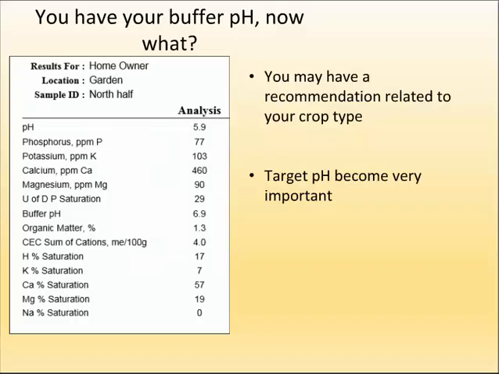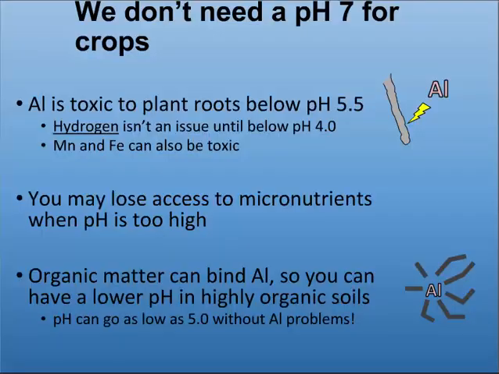So you have your buffer pH, you have your lab test done, now what? Well, it might have a recommendation. It should be related to the crop type and your soil type, which you can follow. You can recommend that they add that much lime. But the actual target pH they might want to reach, or the test that was done, might become important, and then you start to think about other considerations in the soil.